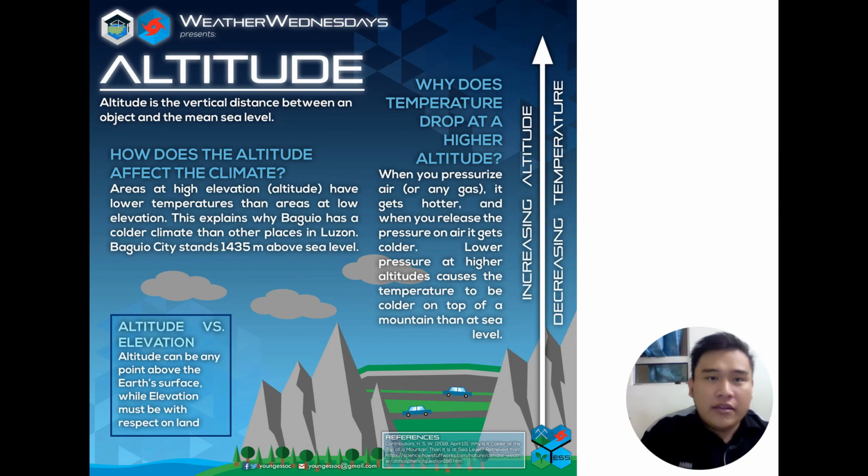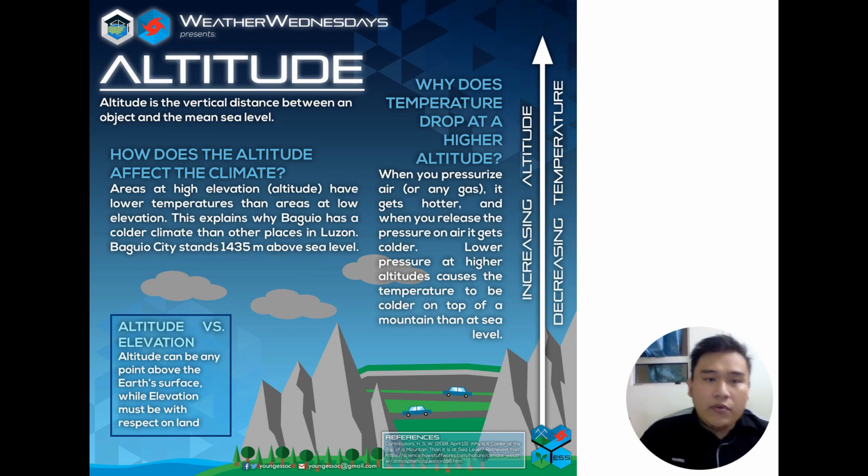Now, on this slide, I will be presenting about the altitude effects for the airflow. Altitude is the vertical distance between an object and the mean sea level. How does altitude affect the climate? Areas at high elevation or altitude have a lower temperature than areas at a low elevation. This explains why Baguio has a colder climate than other places in Luzon. Baguio City stands at 1,435 meters above sea level.